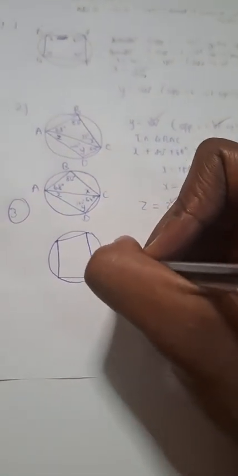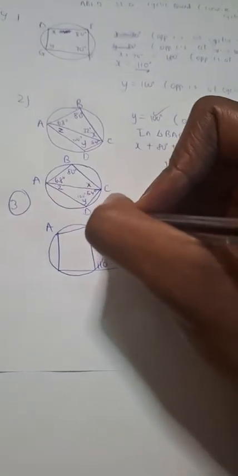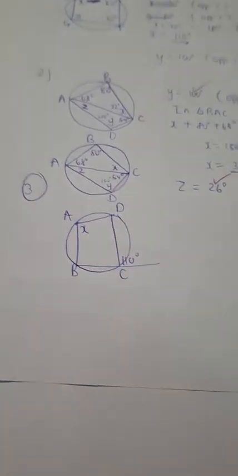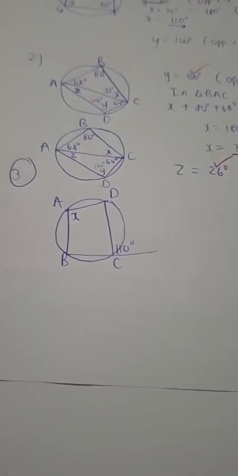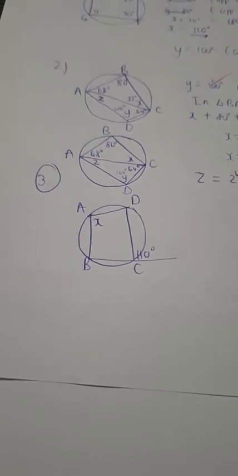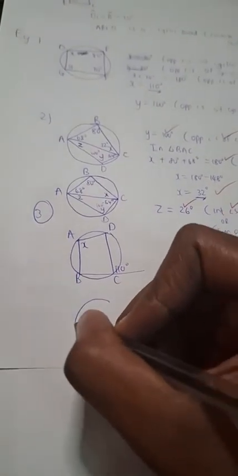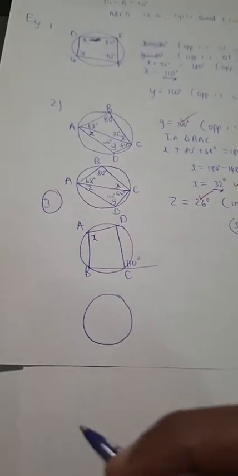Okay, 110 degrees here. We've got A, we've got D, we've got B, we've got C, we've got X. They want the value of X. What do you say? First example.